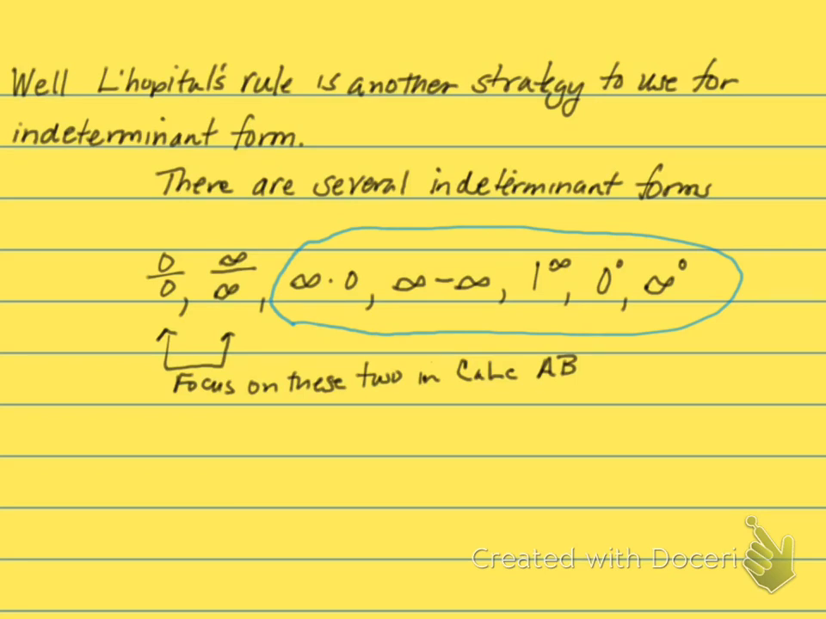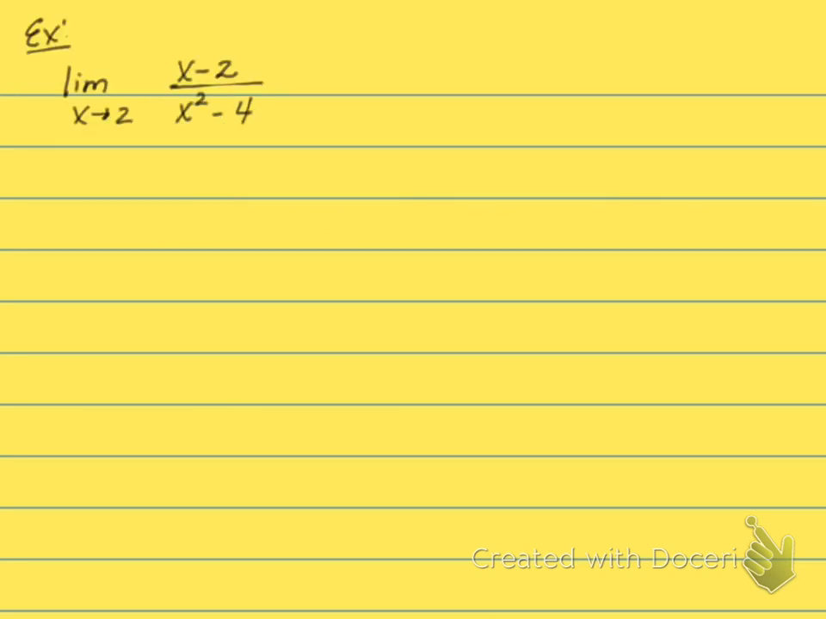Well, L'Hopital's rule is another strategy we can use for indeterminate form. There are several different types of indeterminate forms, and they are 0 over 0, infinity over infinity, infinity times 0, infinity minus infinity, 1 to the infinity power, 0 to the 0 power, and infinity to the 0 power. But in Calculus AB, we focus only on 2 of them, and that's 0 over 0 and infinity over infinity. So we're going to look at an example and see if we can use L'Hopital's rule on this example.